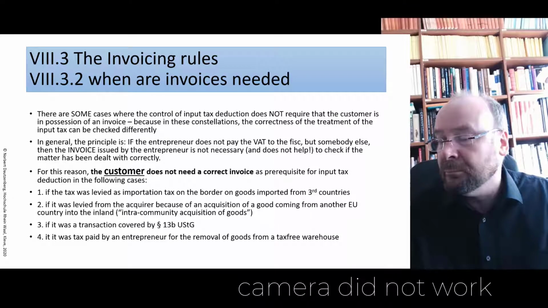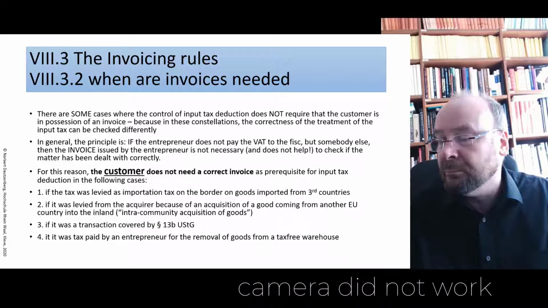Yeah, there are some cases where the control of input tax deduction does not require the possession of a correct invoice at all, because in some constellations you don't need to check if the invoice was written out by an entrepreneur who really exists, if this entrepreneur really pays his or her taxes. These are those cases where the customer himself, herself, or itself pays the tax himself, herself, or so.